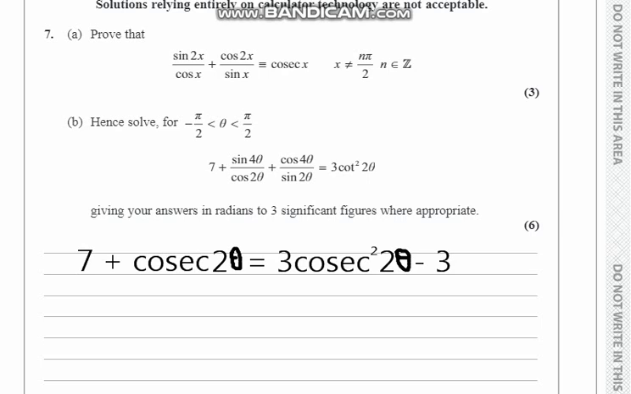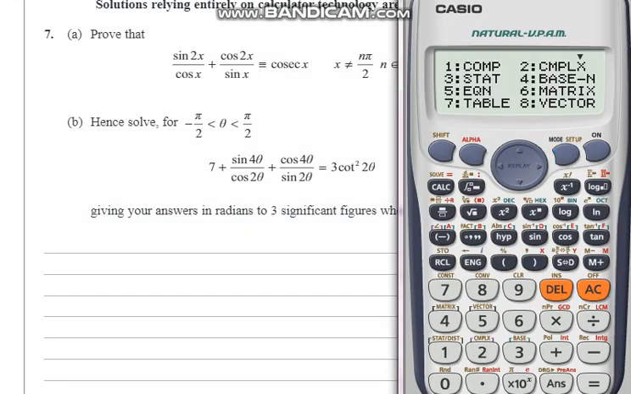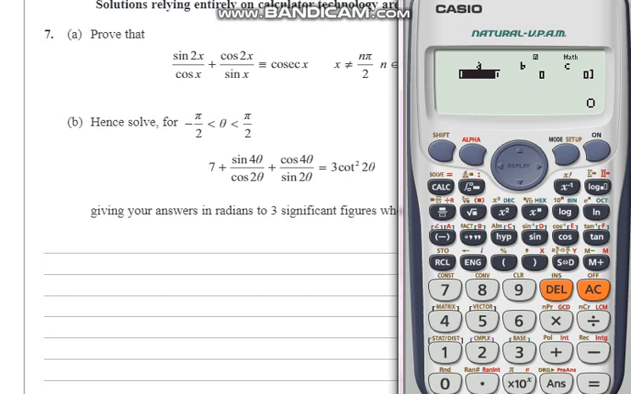this looks like a quadratic function, but what we'll do is bring this cosec 2 theta to that side, that will become negative, and that 7 to that side, that will become negative 7, and our function will look like 3 cosec square 2 theta minus cosec 2 theta minus 10 equal to 0. Now, to factorise this quadratic, I'll use my calculator and add all the values in. So that's our 3, minus 1 and minus 10, and that will give us 2 and a value of minus 5 over 3.